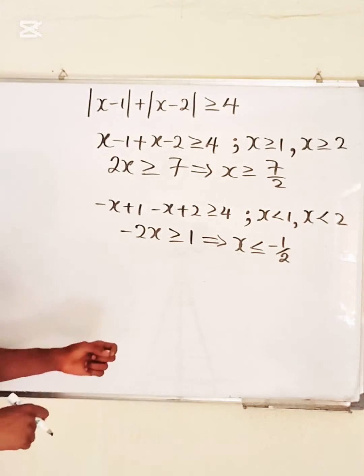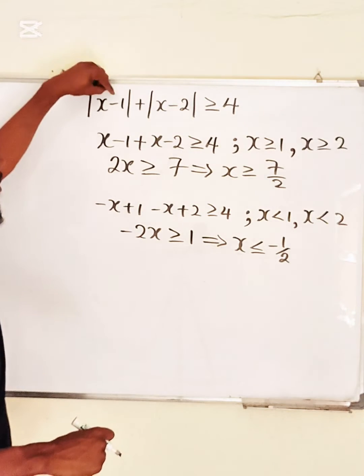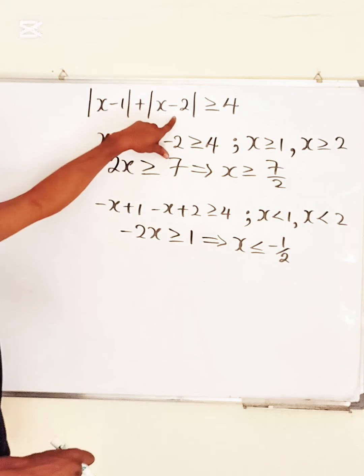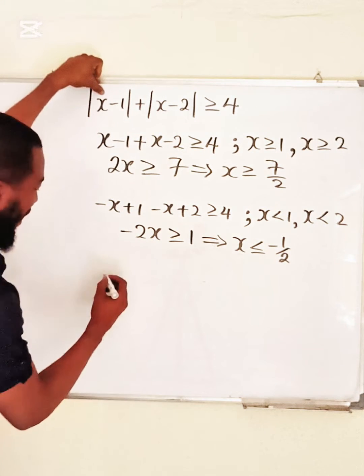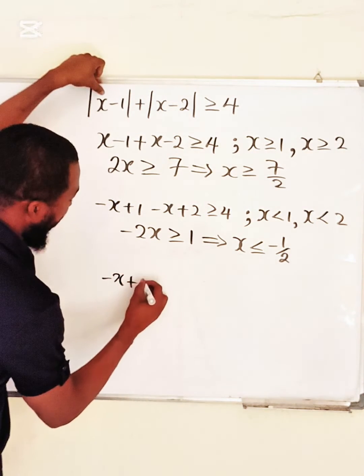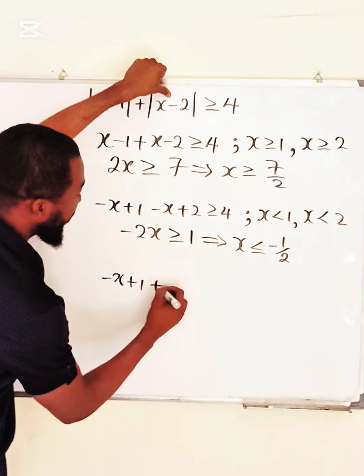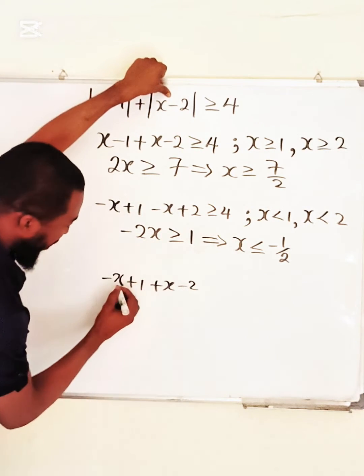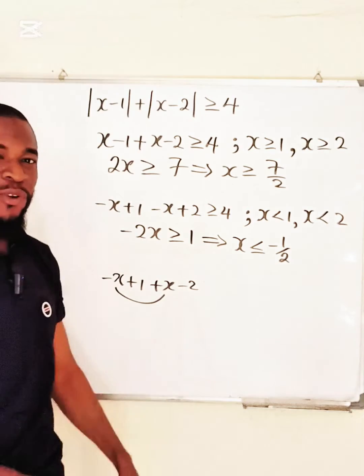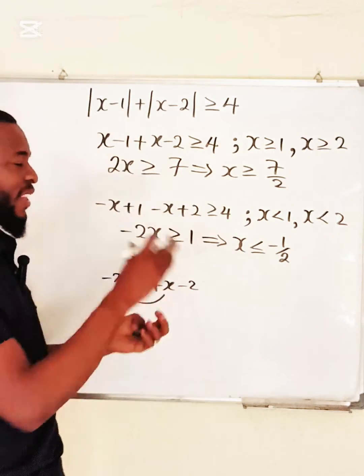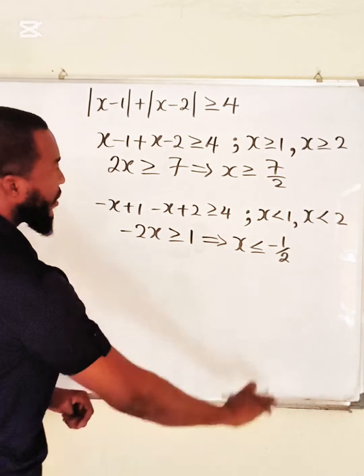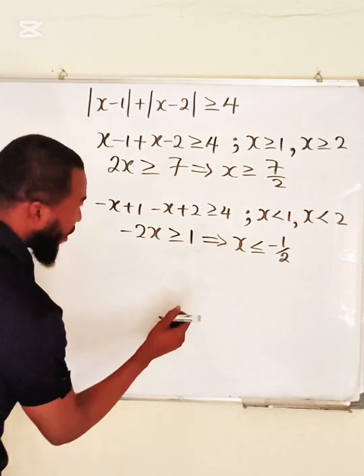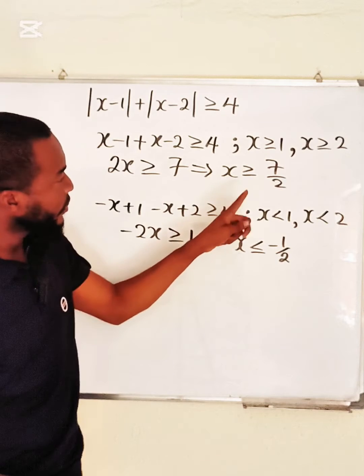Then lastly, we are going to assume that this is negative, this is positive. But just observe, once you negate this one, it becomes negative x plus 1. You leave this as positive x minus 2. You see, eventually the x's will cancel, and we don't want that situation. And do it vice versa, the x's will cancel. So I'm not going to take this condition. These two are sufficient.